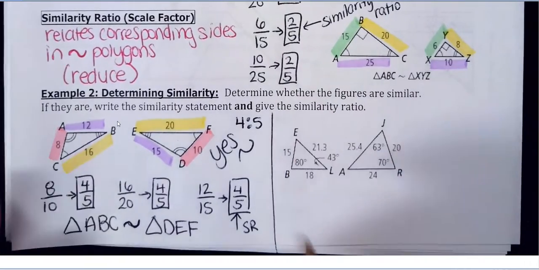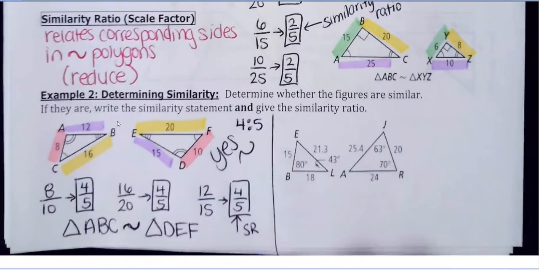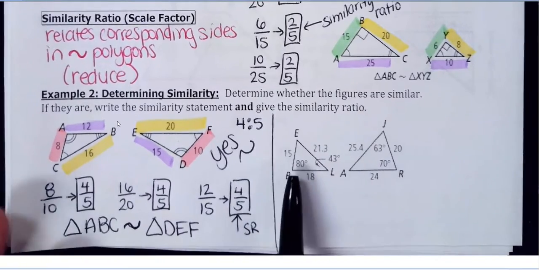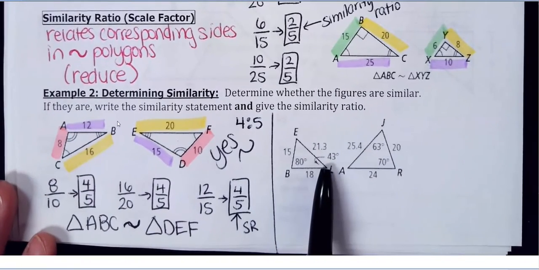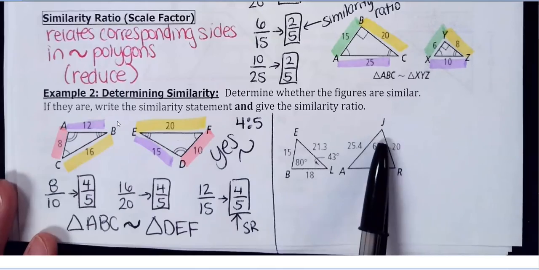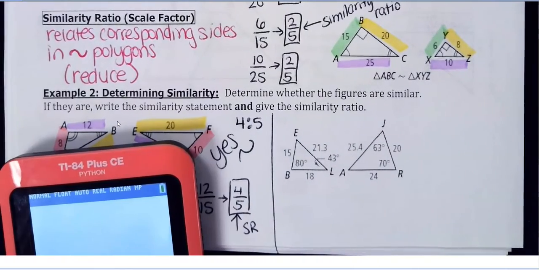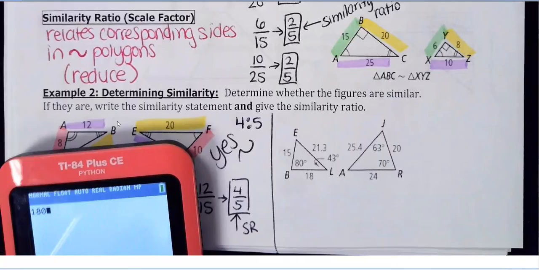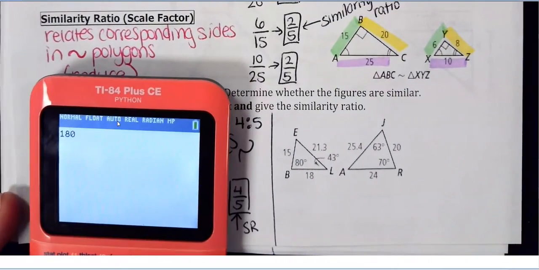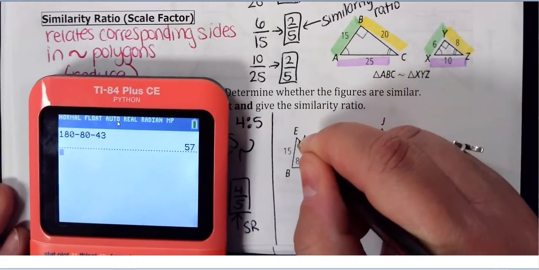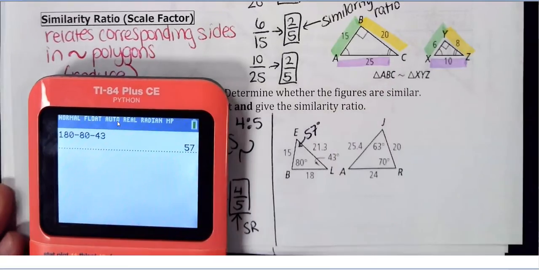Okay, so these are similar. So we're going to check these two. First thing you should check is the angles. I've got an 80-degree angle and a 43-degree angle, 70 and 63. Let me find the third angle in at least one of these triangles real quick. We're going to check the angles first. 180, I've got one angle that's 80, one angle that's 43. So then where I have angle E there would be 57.